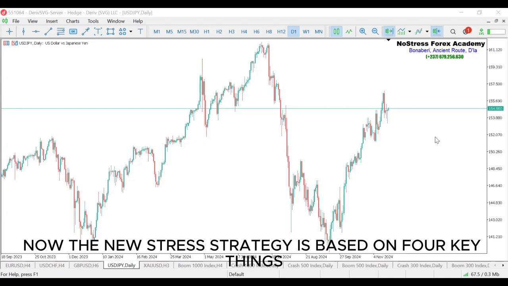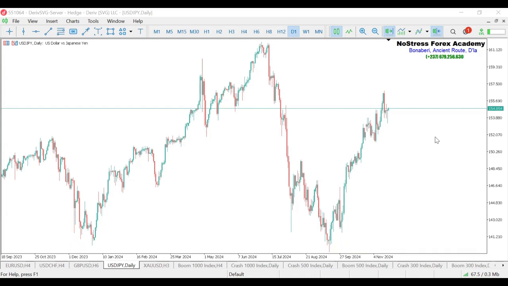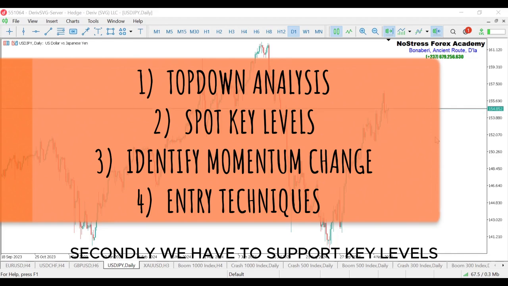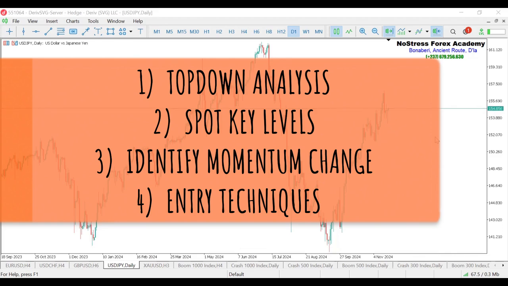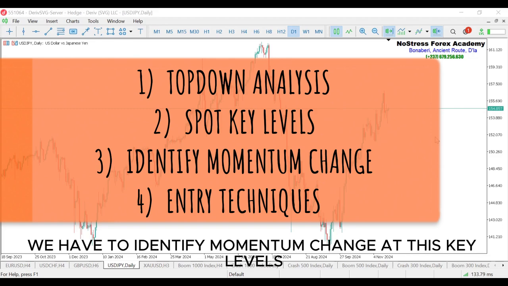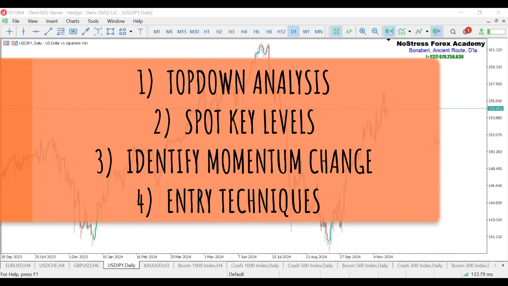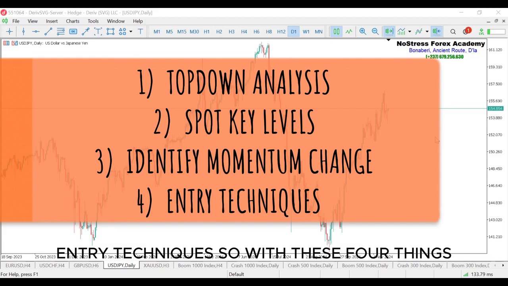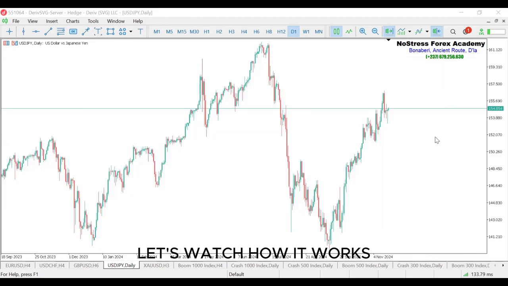Now, the no stress strategy is based on 4 key things. The first thing first, we have to do a top-down analysis. Secondly, we have to spot key levels. Thirdly, we have to identify momentum change at these key levels. And the fourth and most important point is entries, entry techniques. So with these 4 things, we have a killer strategy right in front of us. Let's watch how it works.